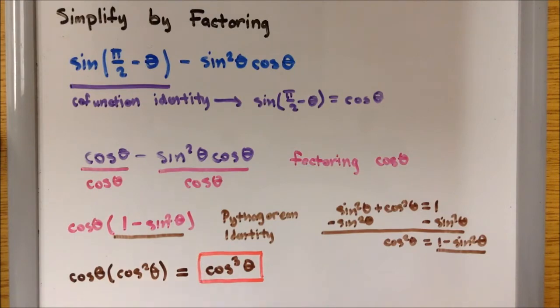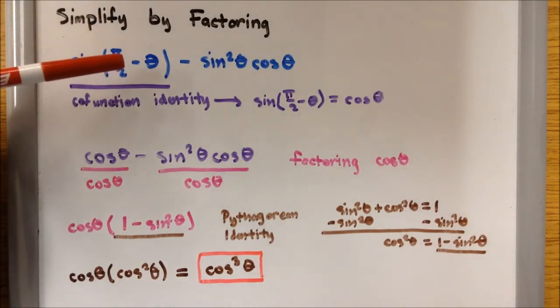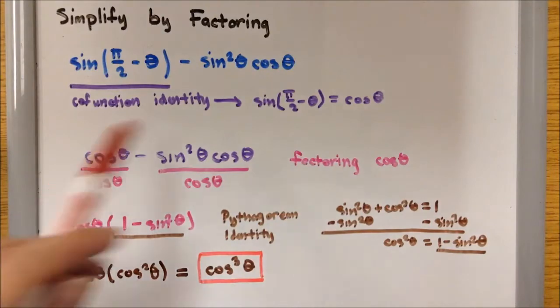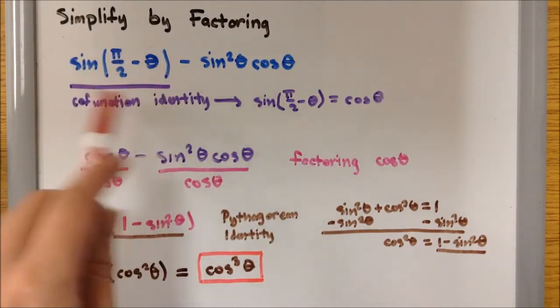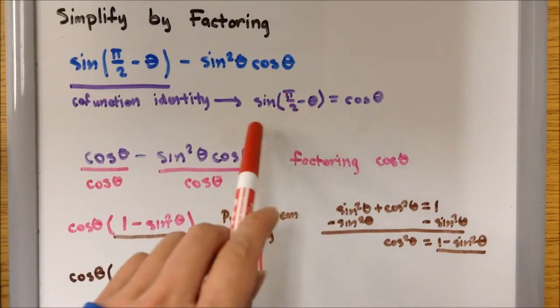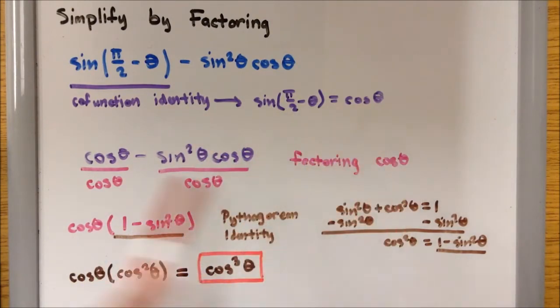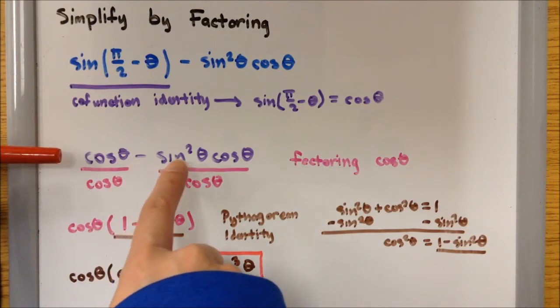So in review, given the example sine pi over 2 minus theta minus sine squared theta cosine theta, first I applied the cofunction identity to change this into an easier part. So sine pi over 2 minus theta, using the cofunction identity, I changed it to cosine theta, which led to cosine theta minus sine squared theta cosine theta.